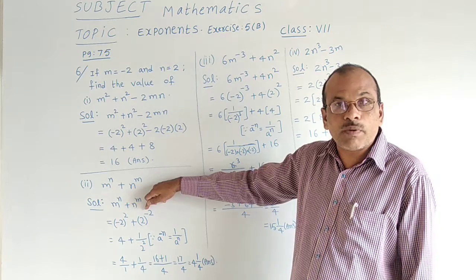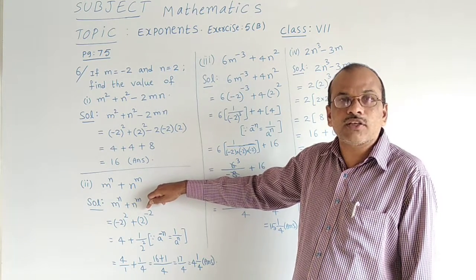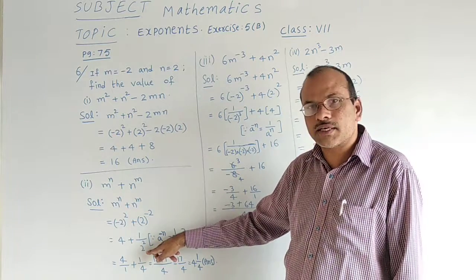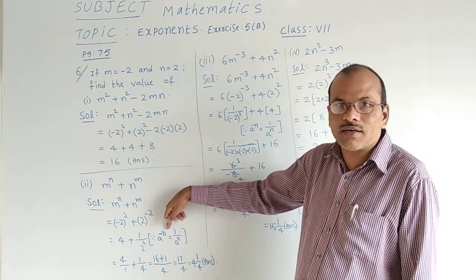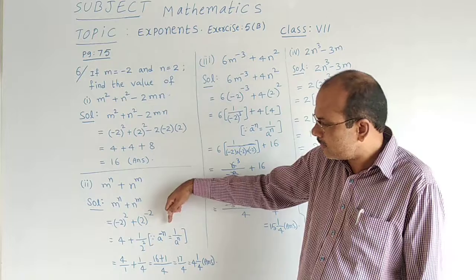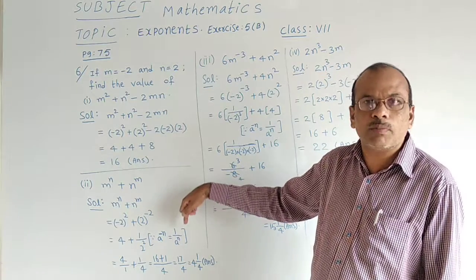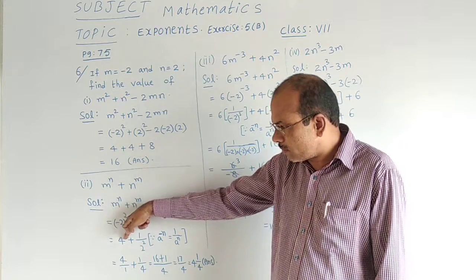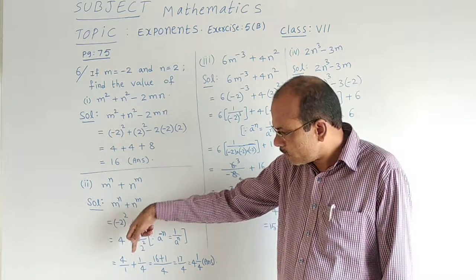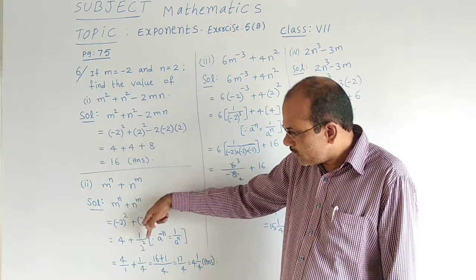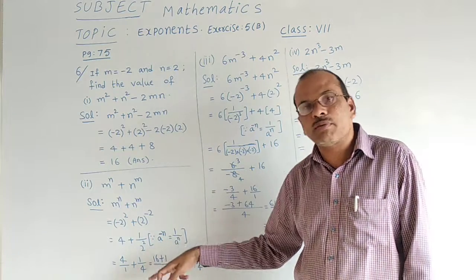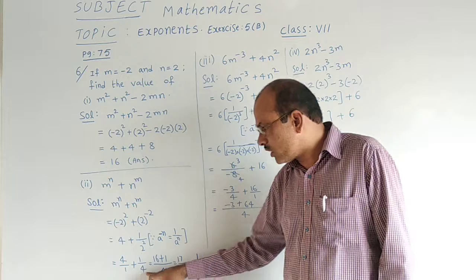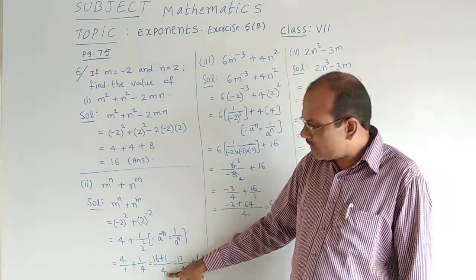To remove that minus symbol in the power, we have to bring the whole thing to the denominator with a formula called a to the power of minus n is equal to 1 by a to the power of n. So 1 by 2 square. This 4 can be written as 4 by 1 plus 1 by 2 square. The answer is 4 because 2 into 2 is 4. 1 and 4, the LCM is 4 only.